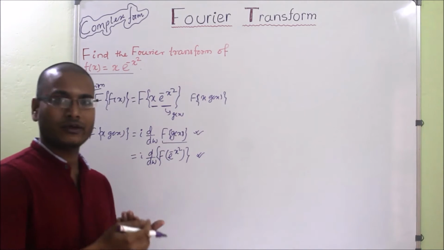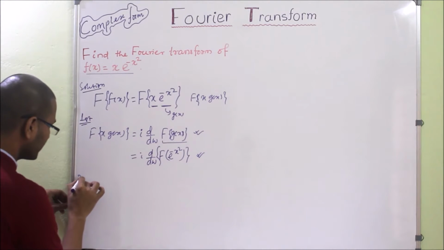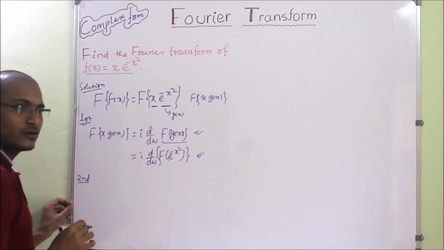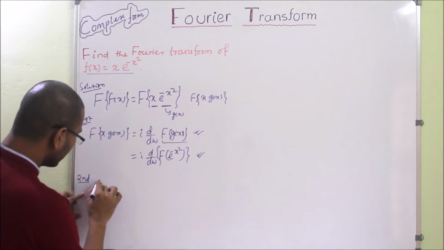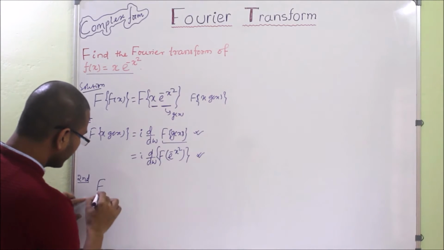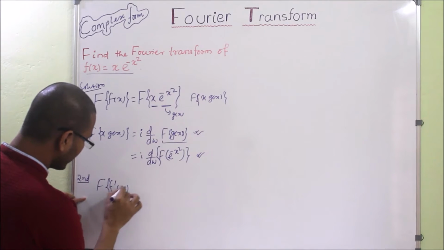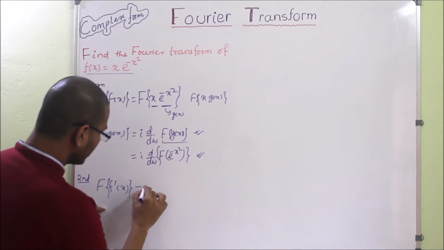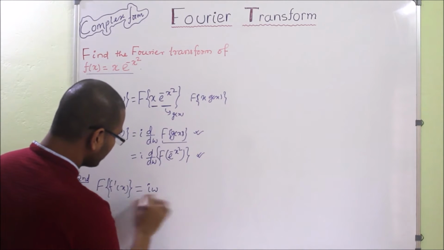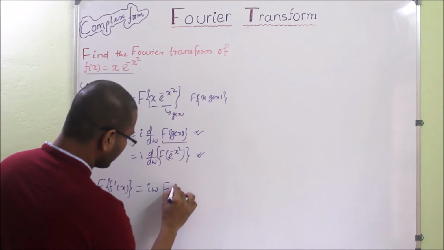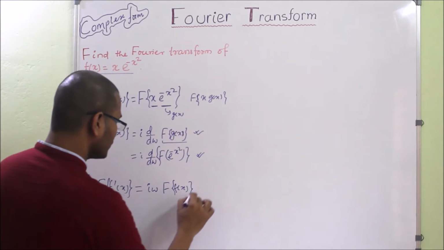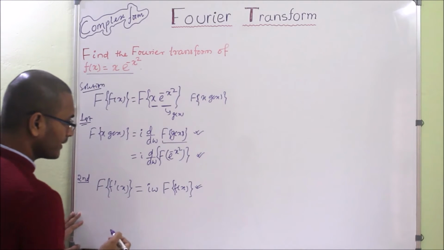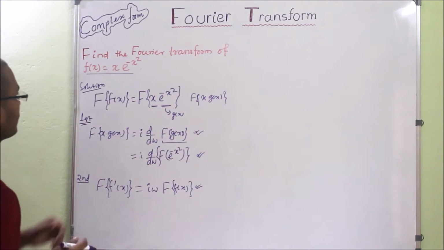There is another way. The second way is that by using the differentiation formula also we can find it. What is the differentiation formula that we saw in the previous lecture? The Fourier transform of f dash x will be i w times the Fourier transform of f of x. So if we use this formula, let us see how to get the answer.